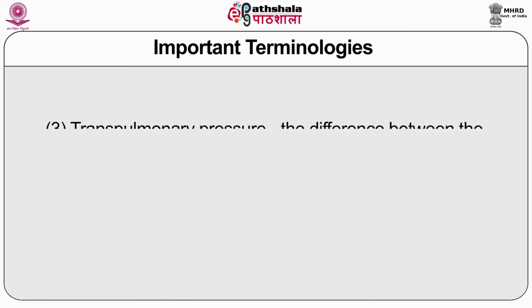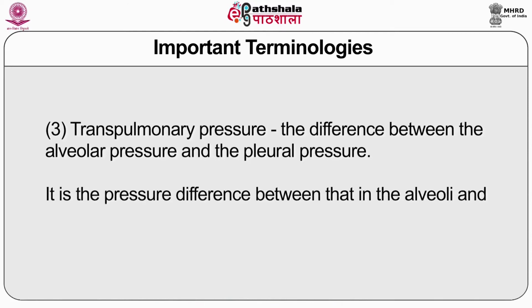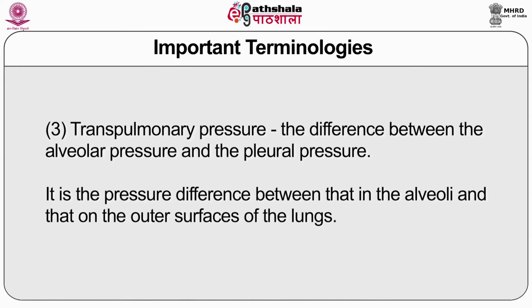Now, the third terminology is transpulmonary pressure. The difference between the alveolar pressure and the pleural pressure is called transpulmonary pressure. It is the pressure difference between that in the alveoli and that on the outer surfaces of the lungs.